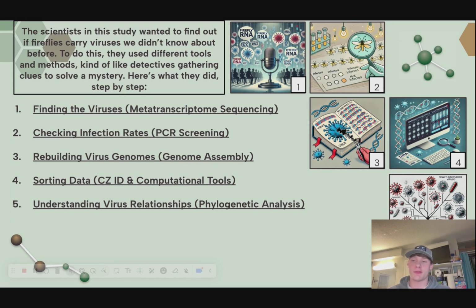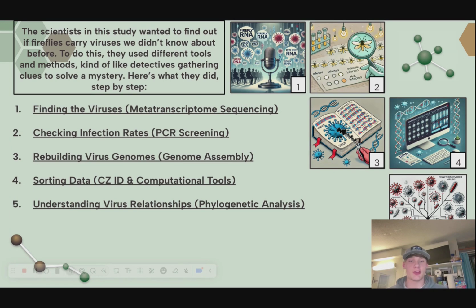So, these are the 5 methods they used. The first method was finding the viruses, or in their terms, metatranscriptome sequencing. Or in simpler terms, the scientists reviewed fireflies' genetic material, RNA. RNA is like a tiny instruction sheet inside your body that helps make proteins which help you grow and stay healthy. And they use this to detect unknown viruses, like recording sounds in a room to identify songs.